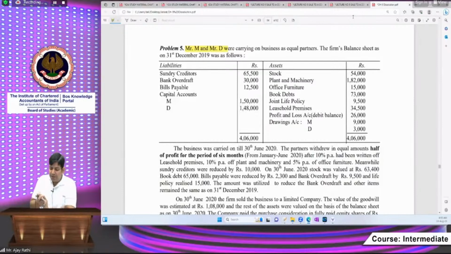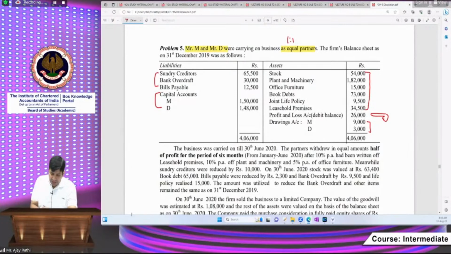Mr. M and D were partners carrying on the business as equal partners. It means 1:1 is the ratio. The firm's balance sheet is there. Capital account balances are there and liabilities account balances are there. And debit balances of partners have to be transferred to capital account. Reserve and surplus negative portion is also there, and other assets are also there.